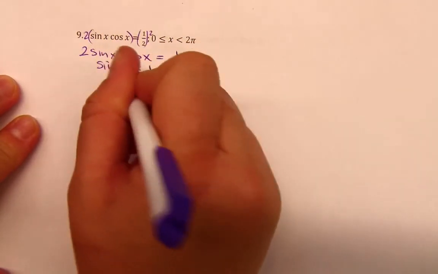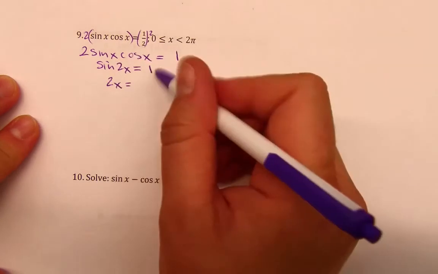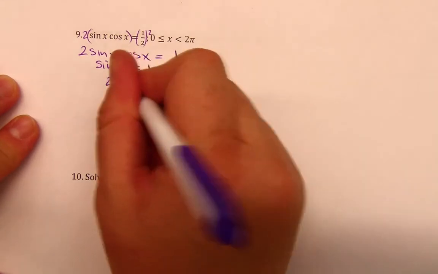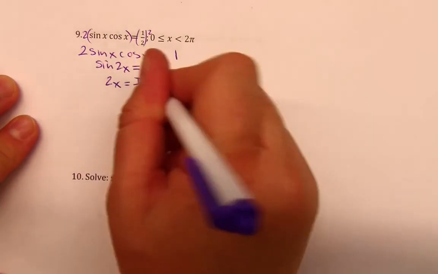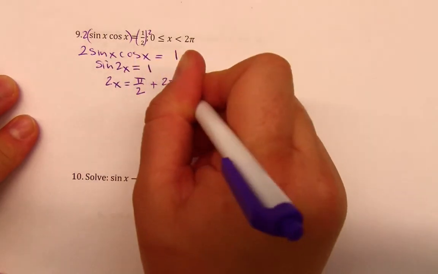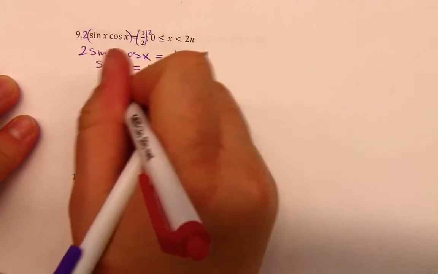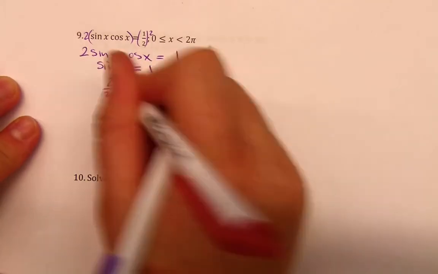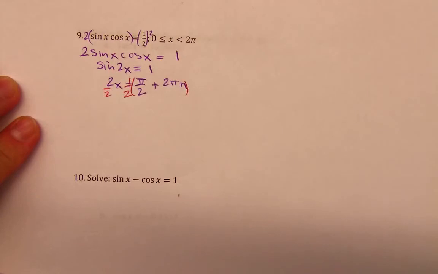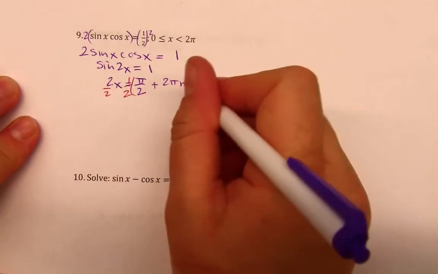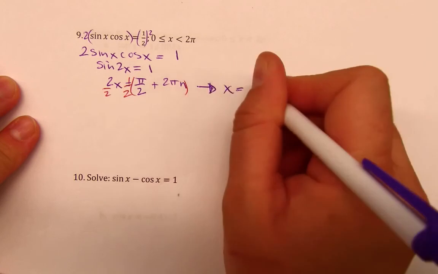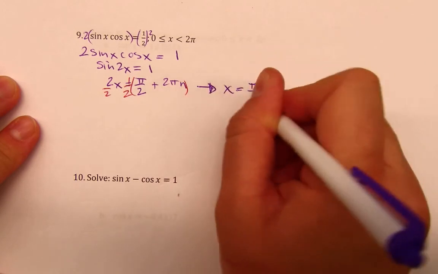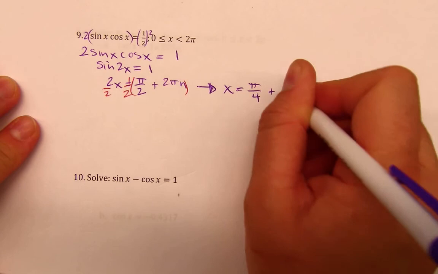So 2x equals, that happens at pi over 2. But because I had that coefficient on there, I need to do the plus 2 pi n, and then I'll divide by 2 or multiply by 1/2. And I have x equals pi over 4 plus pi n.